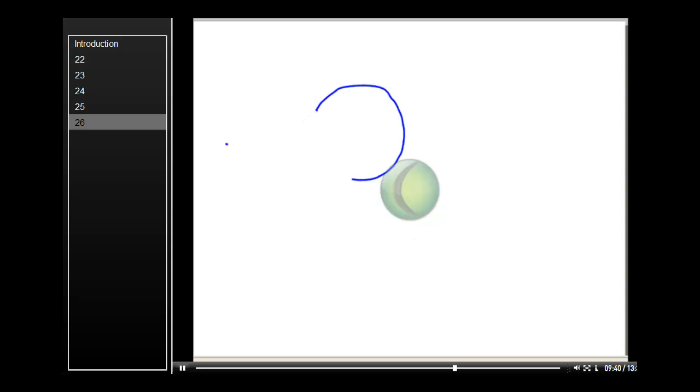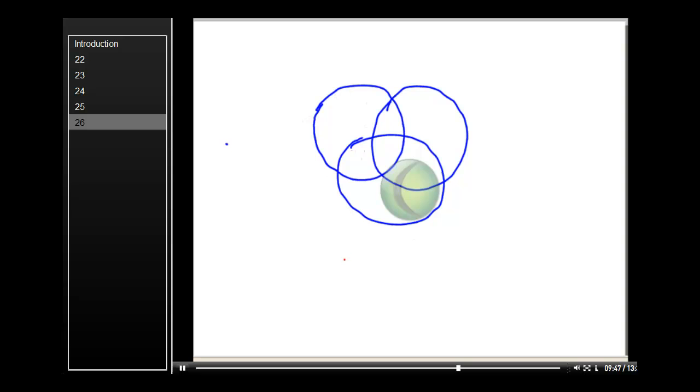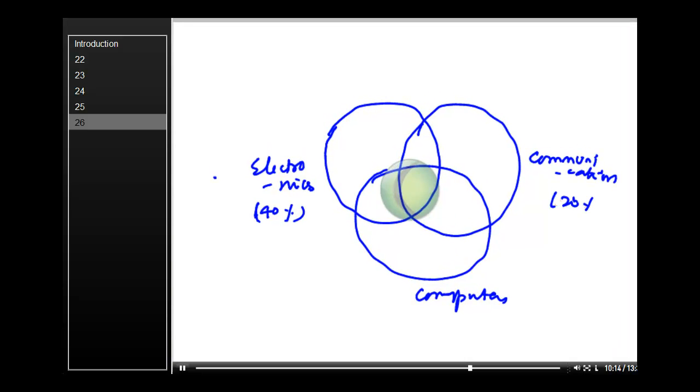We can do this sum by drawing 3 circles, and marking one as electronics, the other circle for communication, the third one for computers. You know the percentage below that: 40% for electronics, communication is 20%, and computers 10%.